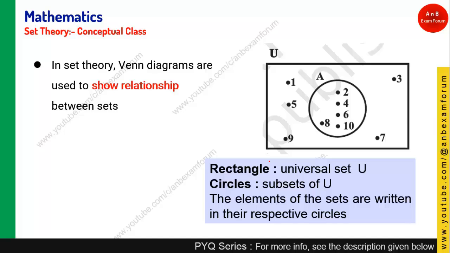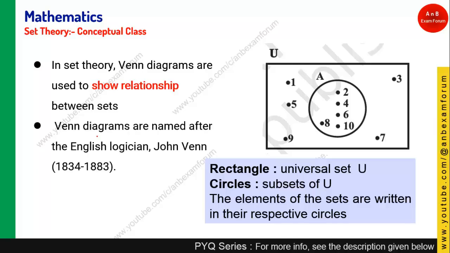So let's begin. What exactly is a Venn diagram? In set theory, Venn diagrams are used to show the relationship between sets. We have already defined what exactly a set is, what the different operations are, and what the different types of sets are. In order to relate those sets and show certain relationships, diagrams are always useful.